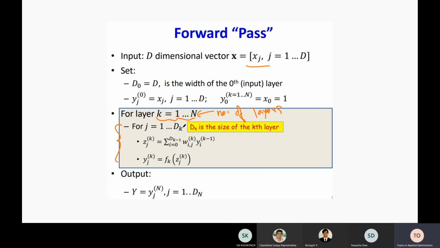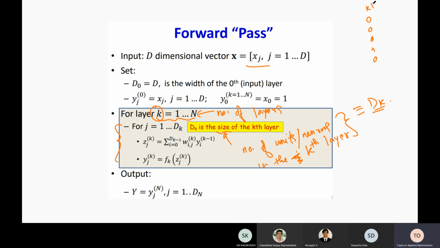The second for loop is for the size of the kth layer. The size means the number of units, the neurons, in the kth layer. That is denoted by dk here. So I am at the kth layer, and the size of this is dk. So dk is the size of the kth layer.